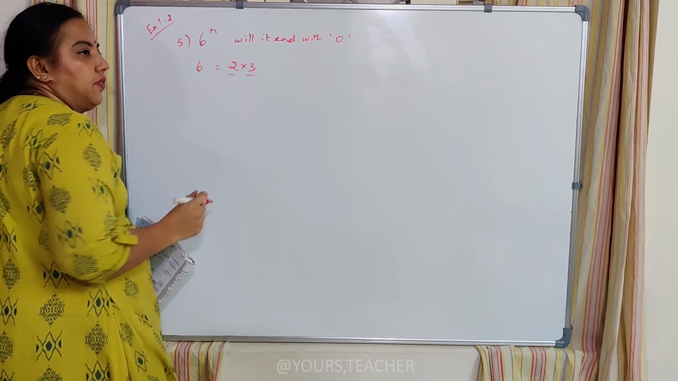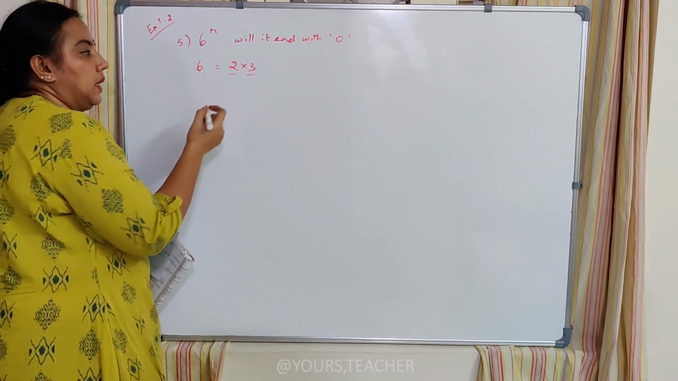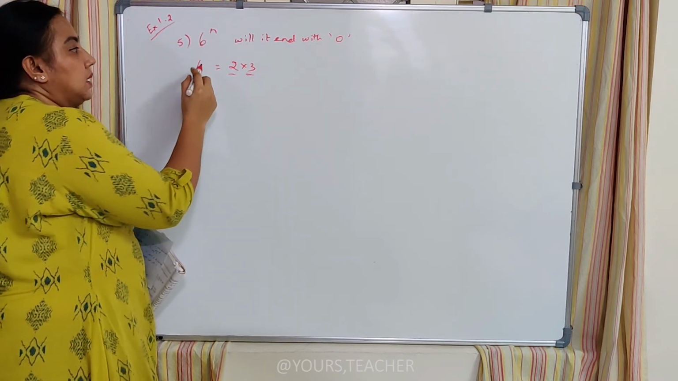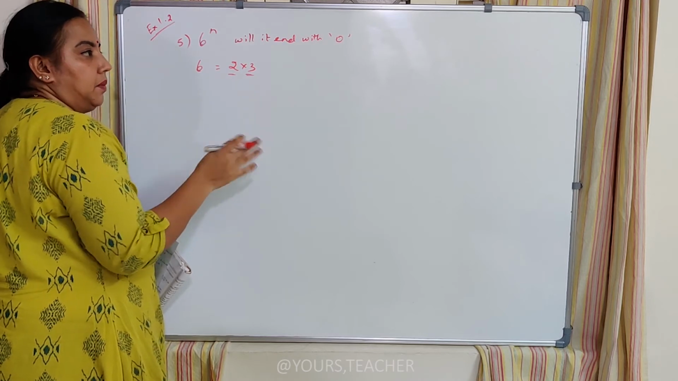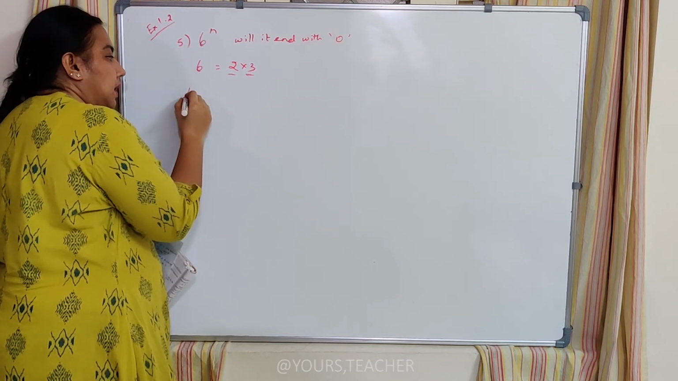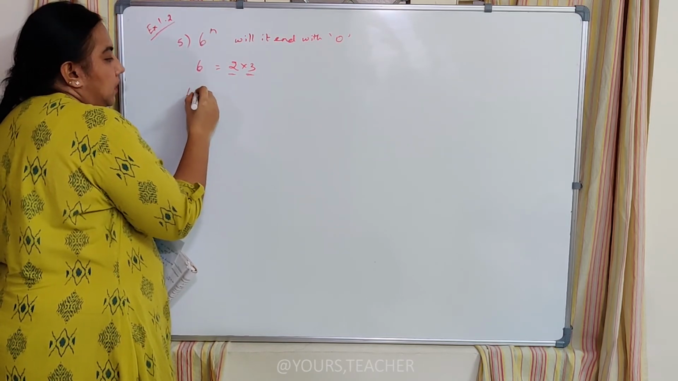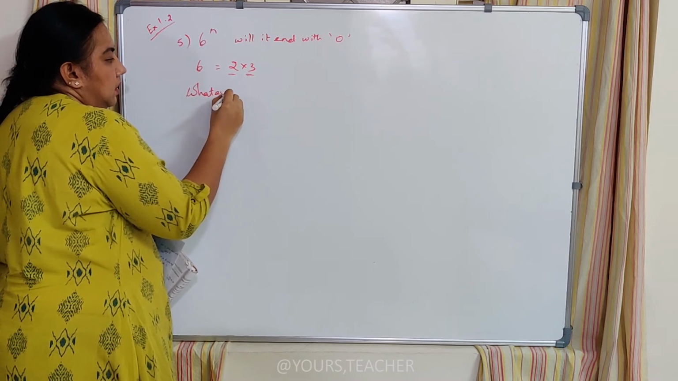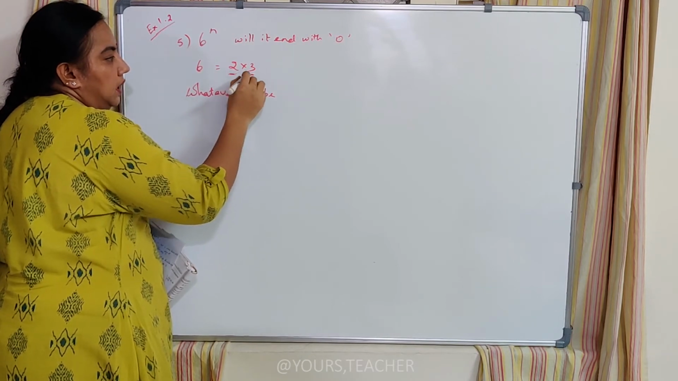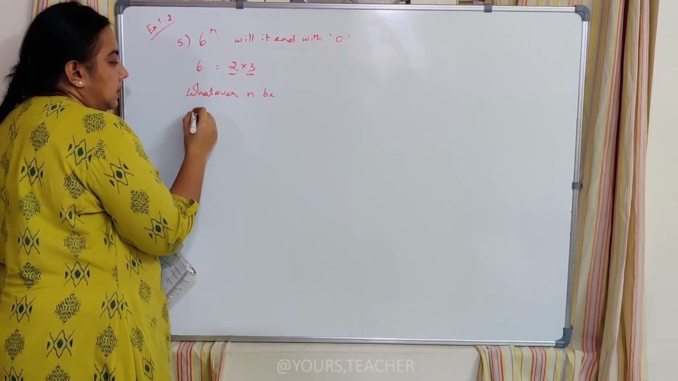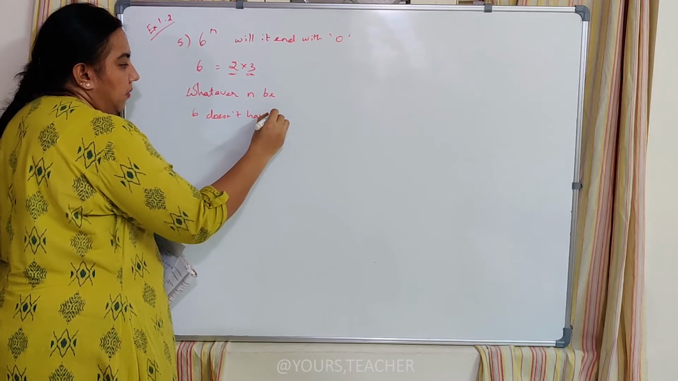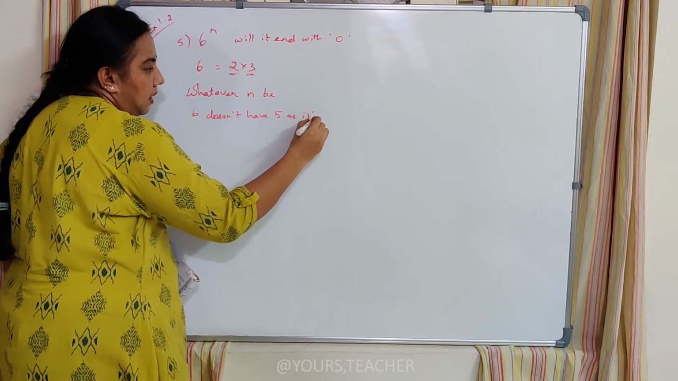Is this a factor of 5 or multiple of 5? No. So we can surely say that 6 power n, whatever n may be, 1, 2, 3, 4, 5 or anything, is basically 2 into 3 and does not have 5 as its factor.